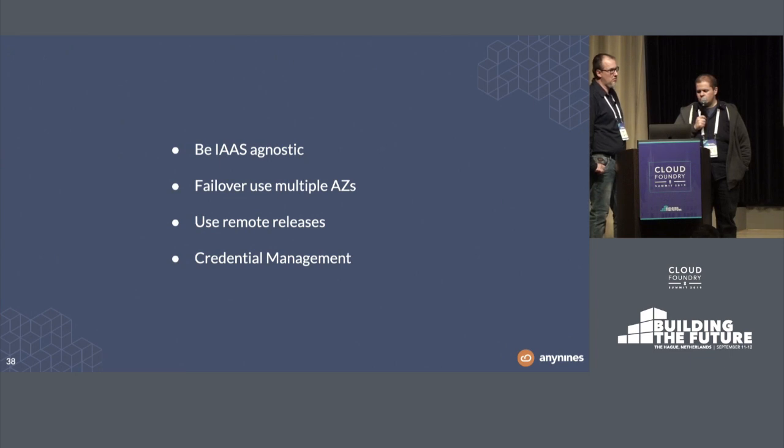We introduced the concepts of BOSH releases and BOSH stemcells in our talk today, and we suggest that you use remote releases or stemcells, meaning you specify a URL instead of uploading the release manually and then referencing it with its name in your BOSH manifest. That increases the reusability of your manifest greatly, because you don't have to manually upload a BOSH release or a BOSH stemcell.